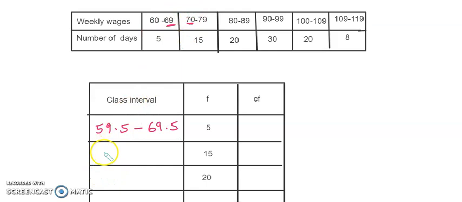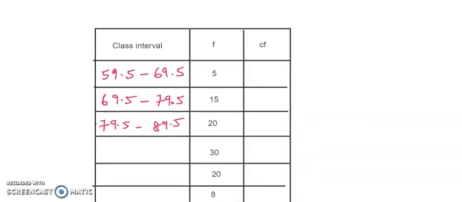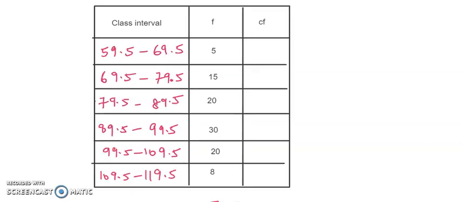Again, 70 minus 0.5 is 69.5, 79.5 because 79 plus 0.5, then 80 minus 0.5 is going to give me 79.5 to 89.5 because we are just adding it. Then 90 subtract 0.5, so that will give me 89.5 to 99.5. So as you can see, what did I do? I've subtracted 0.5 in the lower limit and added 0.5 in the upper limit.